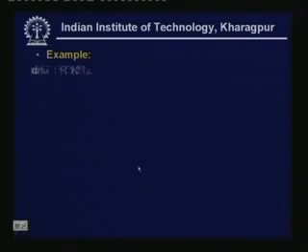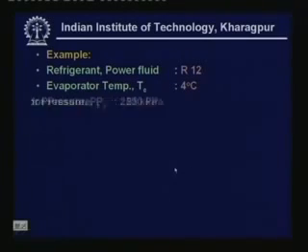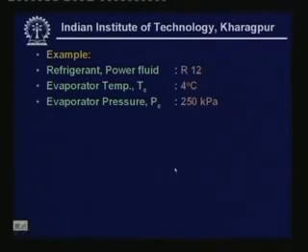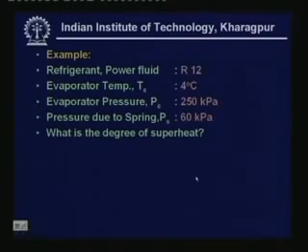Now let me give a small example. Let us say that we have a thermostatic expansion valve which uses power fluid as R12, and the refrigerant is also R12, and the evaporator temperature is 4 degrees centigrade. The evaporator pressure, which is nothing but the saturation pressure at 4 degrees centigrade, is found from the refrigerant property database to be 250 kilopascal. Let us say that the pressure exerted due to the spring, PS, is 60 kilopascal. So we know the evaporator pressure PE and the spring pressure PS, and we have to find out the degree of superheat. It is a very simple problem.